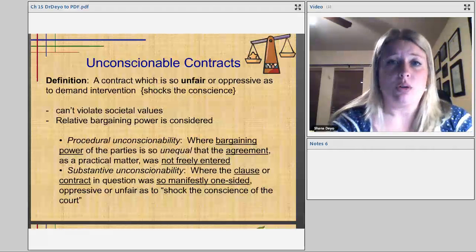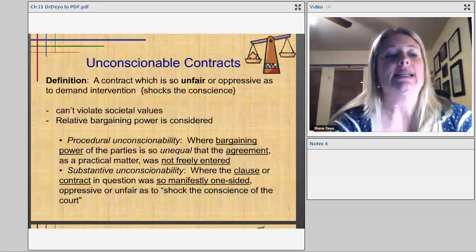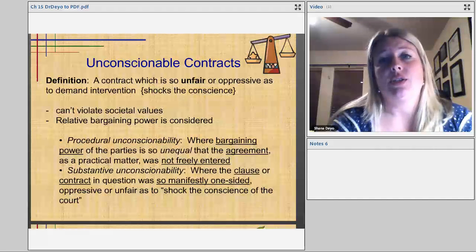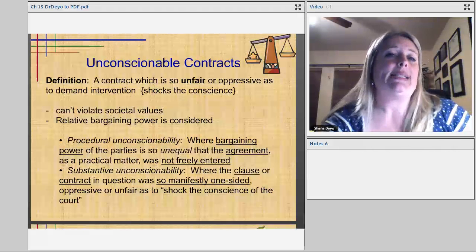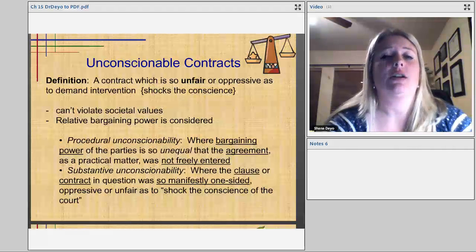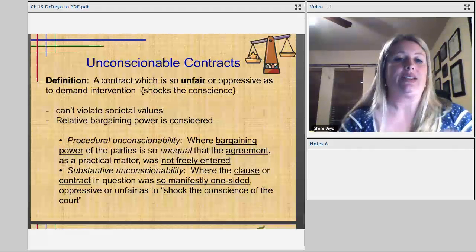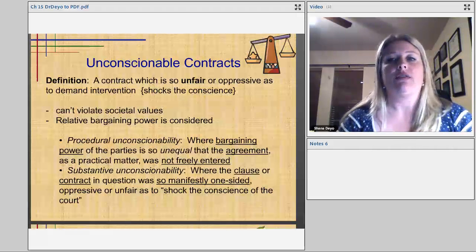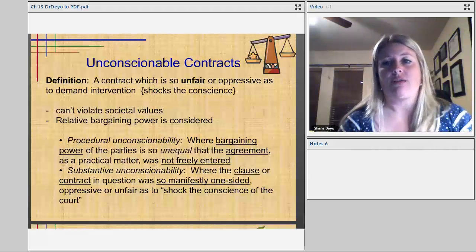So there's procedural unconscionability, which looks at the actual bargaining power of the parties entering the contract to see if it was so unequal that essentially it was not a freely entered into contract. So it's the way that the contract was entered. And secondly, the substantive unconscionability is looking at where there's a clause or the contract itself is literally so one-sided that it's oppressive or unfair to uphold the contract. It sort of shocks the conscience of the court.